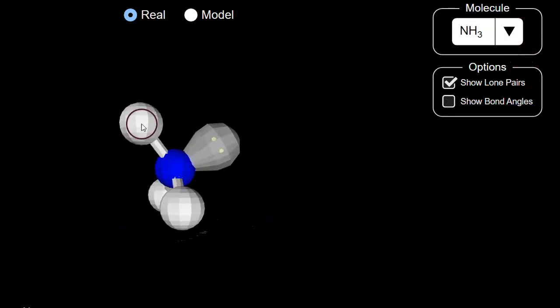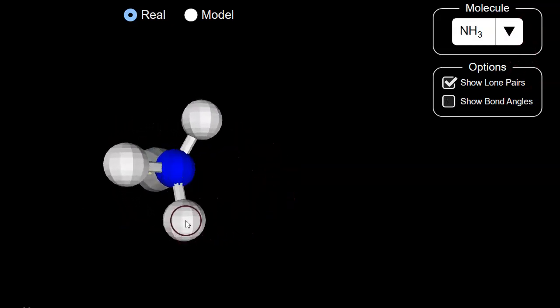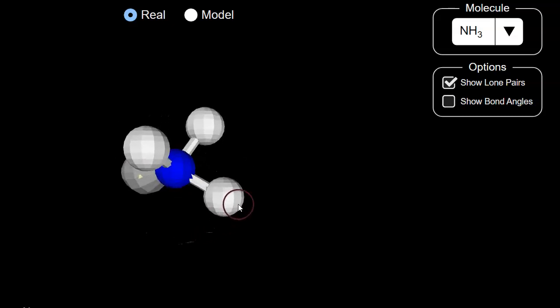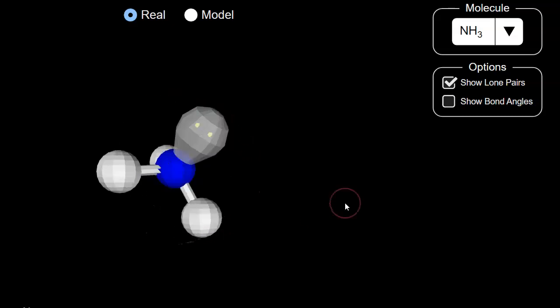This one here is NH3, also called ammonia. This shape is pyramidal. It's not trigonal planar because it's not flat in three-dimensional space. That unshared electron pair is pushing the bonds downwards, creating a pyramid shape. The bond angles are 107.8 degrees.